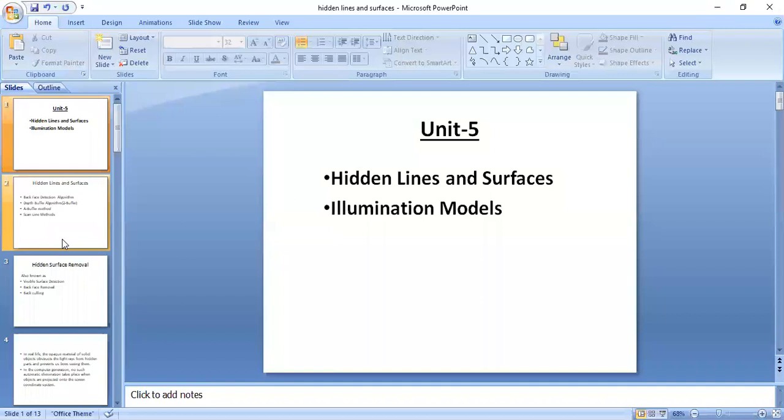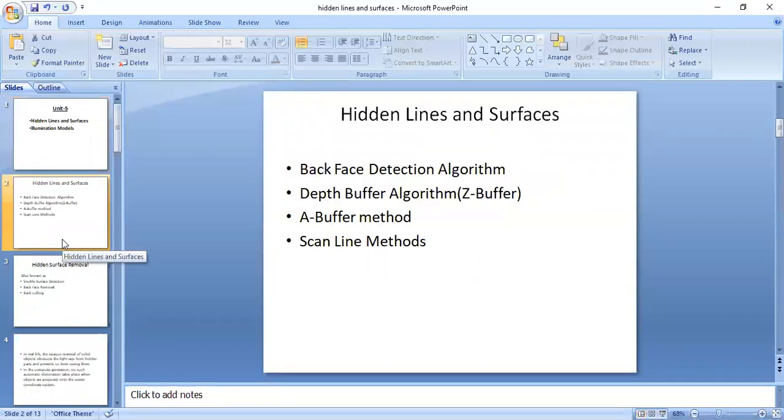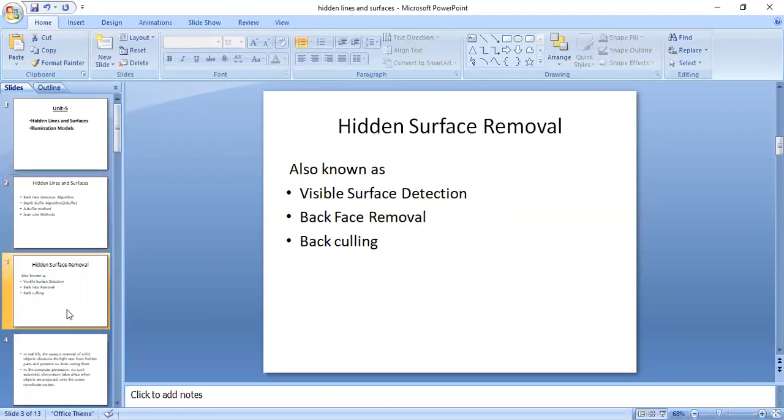What we need to study about this topic according to the examination are the following algorithms. For hidden lines and surfaces, there are a few algorithms that serve this purpose. We have to study all these four algorithms one by one, so we'll cover those. We'll start with the topic.